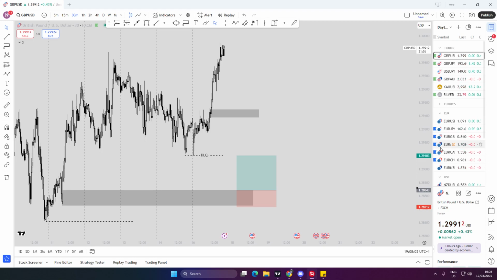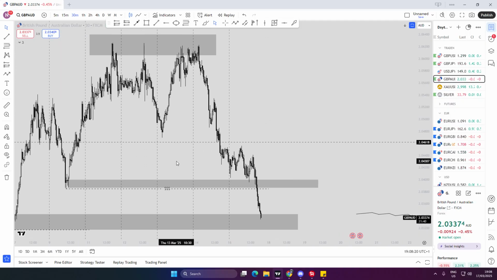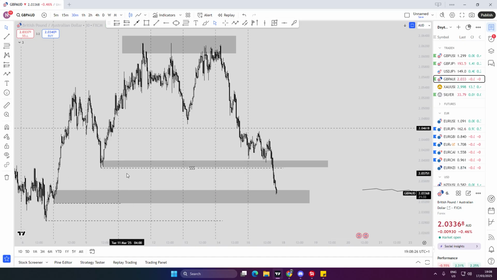Yo guys, in this video I'm going to explain why some zones work and why some zones don't work. We already know all about the daily liquidity, why I use it. Maybe some of you guys know, some of you maybe don't know, but I'm going to explain why some zones work and why some zones don't work.